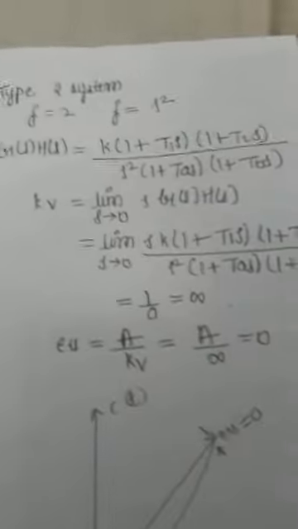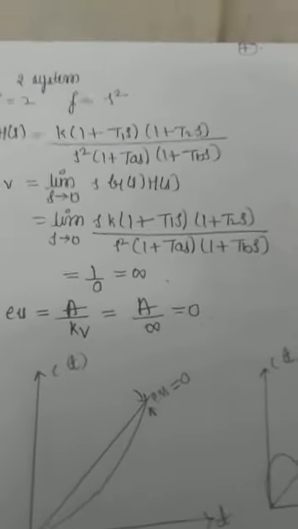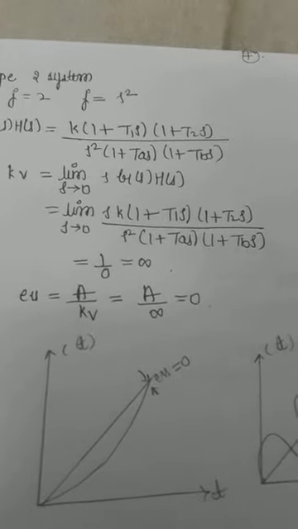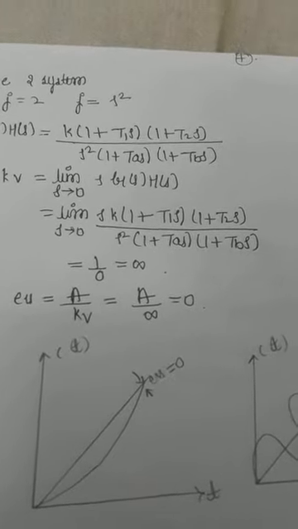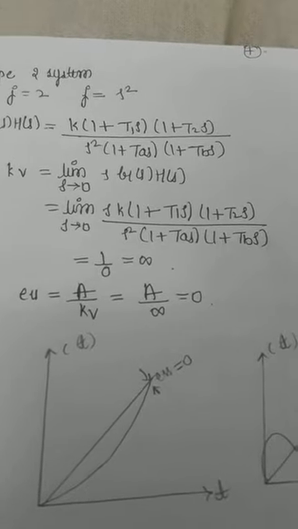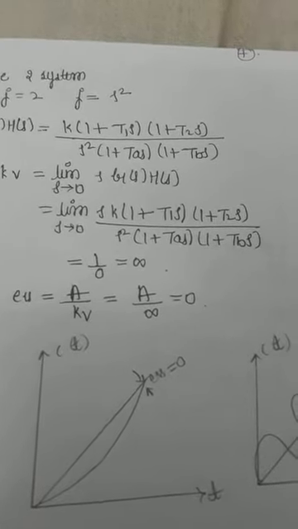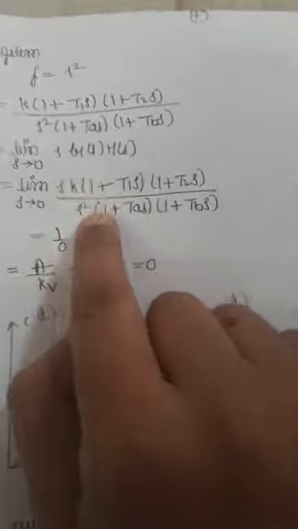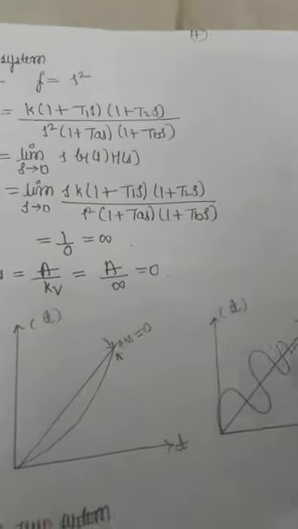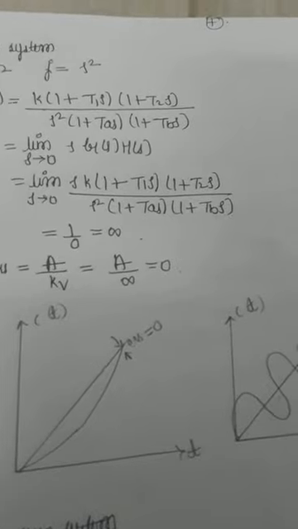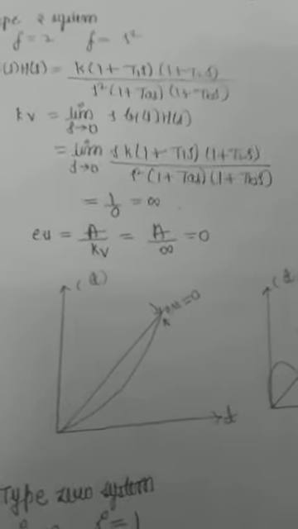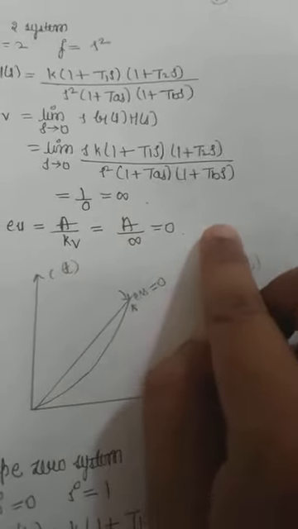Similarly for type 2, j is equal to 2, so s square. Substituting, g of s into h of s is equal to k into (1 plus t1 s) into (1 plus t2 s) divided by s square into (1 plus ta s) into (1 plus tb s). So kv is again the same formula; one s from the numerator will get cancelled with the denominator. After substituting s tends to 0, you will get a constant divided by 0, which is infinity. So ess is equal to a divided by kv, a divided by infinity, and anything divided by infinity is 0.